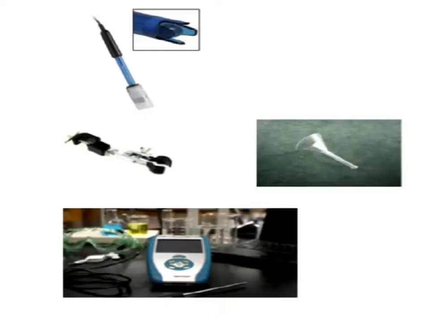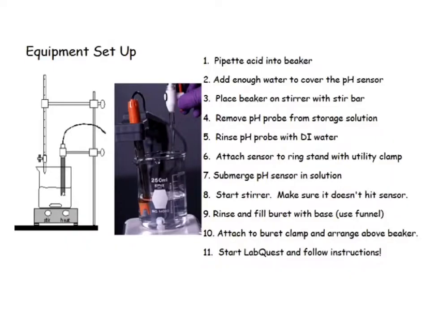So what does this look like when it's all together? So this is kind of what it's going to look like. It probably won't look exactly like this, but you have your burette, you have your pH sensor, and then you have your magnetic stir with a stir bar. What you're going to do is pipette 10 mils of that acid into the beaker. And then you're going to add your pH sensor in there, make sure it's not touching the bottom of the beaker, and then add enough water to cover the pH sensor.